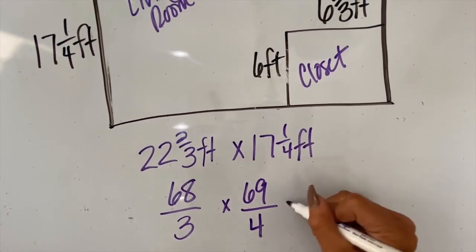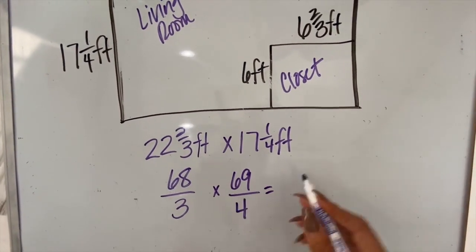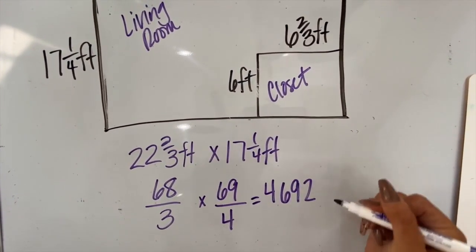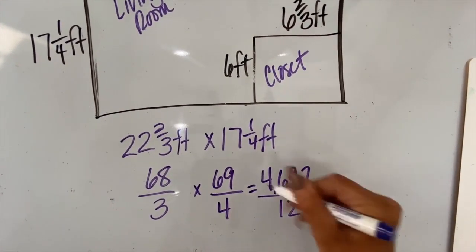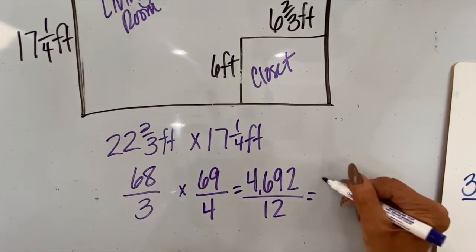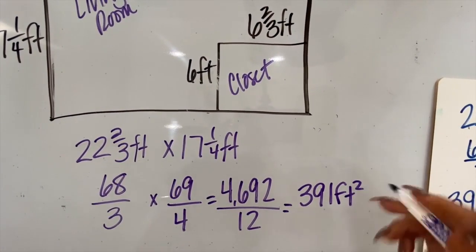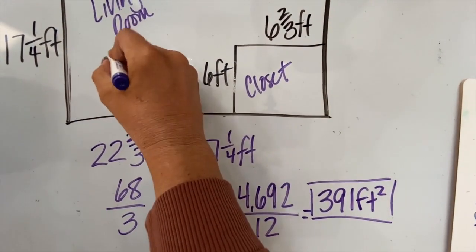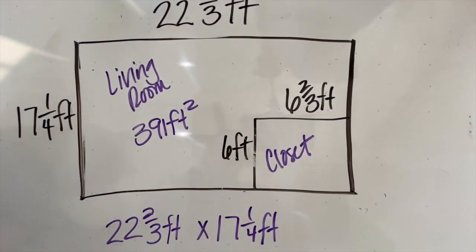So I'm gonna multiply straight across. 68 times 69, so I have 4,692 over 12. So when I divide this, I get 391, and that gives me feet squared. I'm just gonna leave that for right now. So I'm gonna do 391 feet squared.